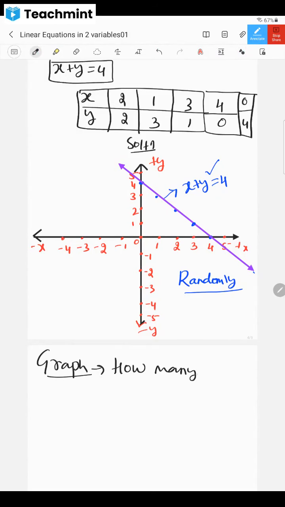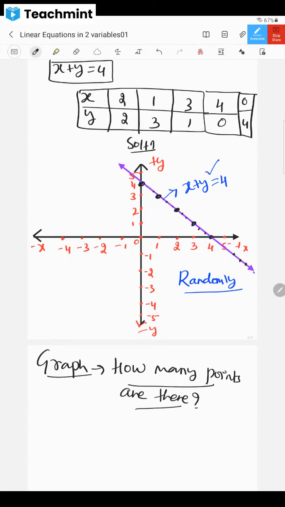On this graph, how many points are there? Infinite. I mean, see, here you have drawn how many points? Here you have shown one point, this one has a second point, this one a third point, a fourth point, a fifth point, like that you have shown. See, there are so many points like this, no? In between also, there are so many points like this, no, dear children?